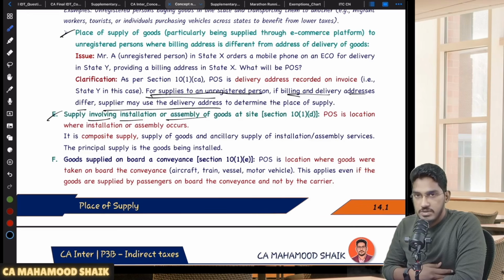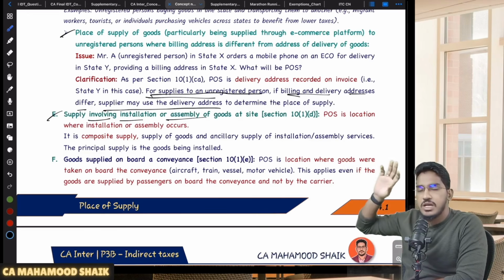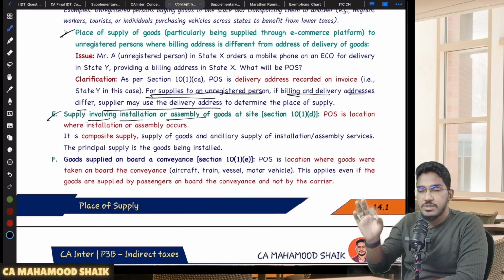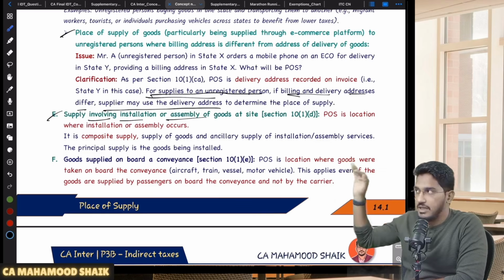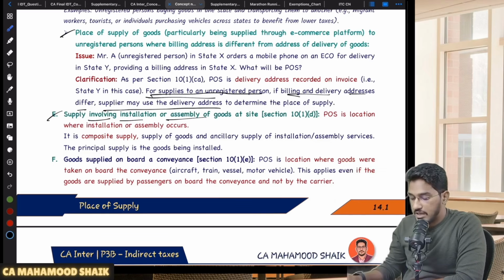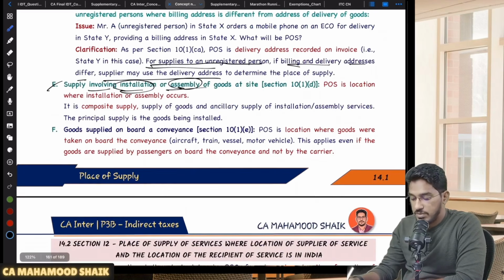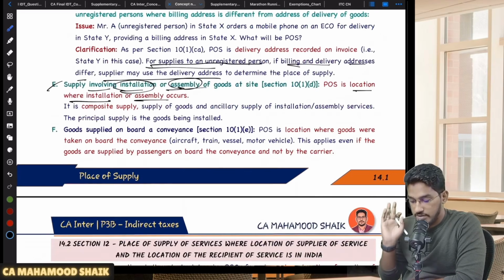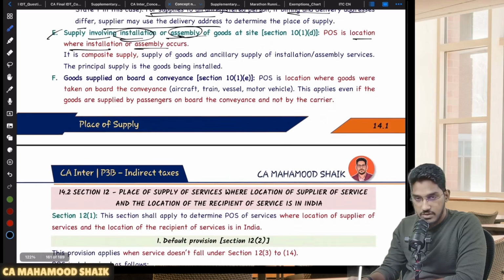Sir, I am buying plant and machinery. That plant and machinery is required to be installed at my factory. The factory is located in a different state, sir. What will be the place of supply? The location wherever that machinery is getting installed, that factory location. So in case you are making a supply of goods which require installation or assembly at site, then the place of supply will be the location wherever that installation or assembly is occurring. Understood?